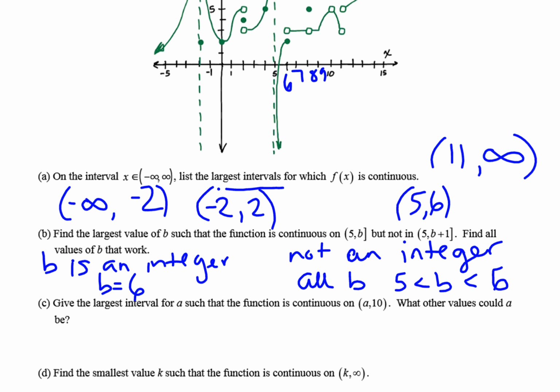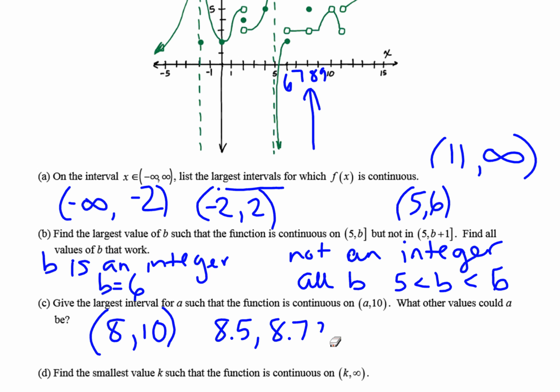All right, now we're looking from some number to 10, and we're giving the largest interval. Let's see. It looks like at 8 we have a hole, so we're not going to get too far. So I'm going to say 8 to 10. And this is what other values could be. It could also be 8.5. It could be 8.2. It could be 9. So to say the other values, we would say anything between 8 and 10.